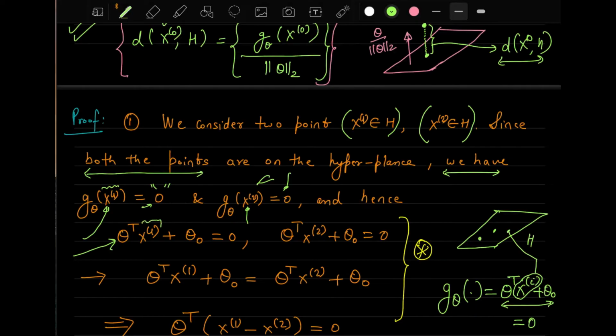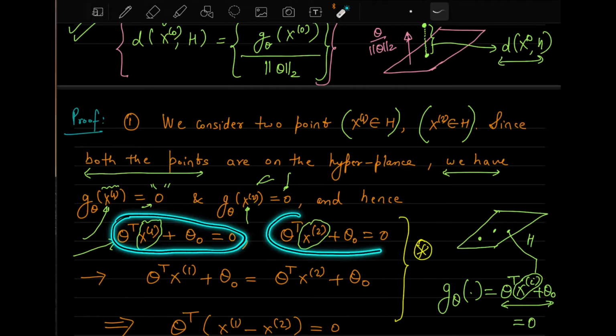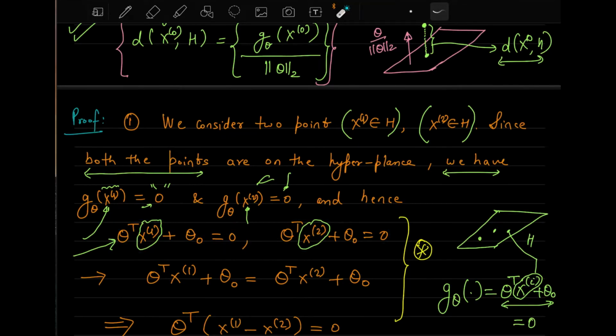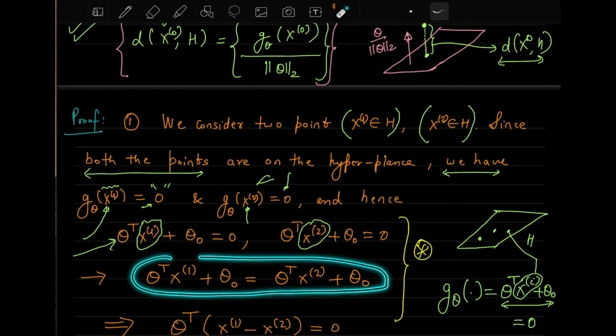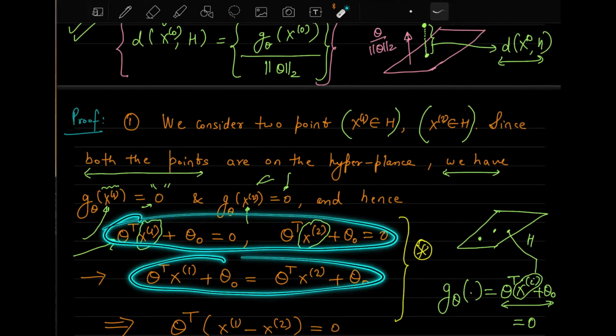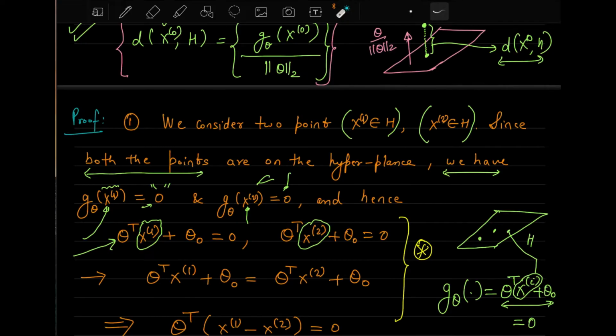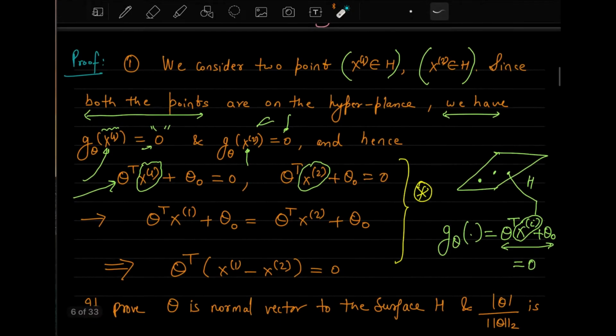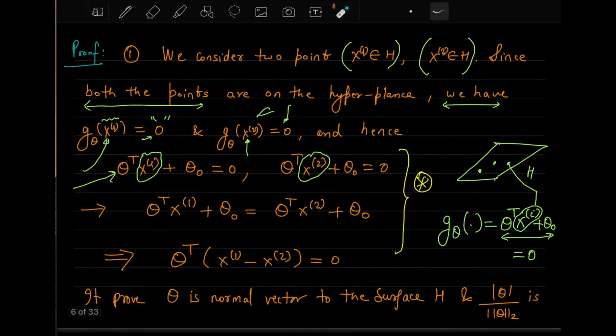If you equate it to 0, you will get this equation, as simple as that. The only thing is x1 will be here, and if you put x2 in the hyperplane, then you will get x2 inside this one. So you will have these two equations, one is this equation, and the second one is this equation, and both of them are equal to 0. So let's equate them together. From these two equations you can easily write this equation, because both of them are equal to 0.